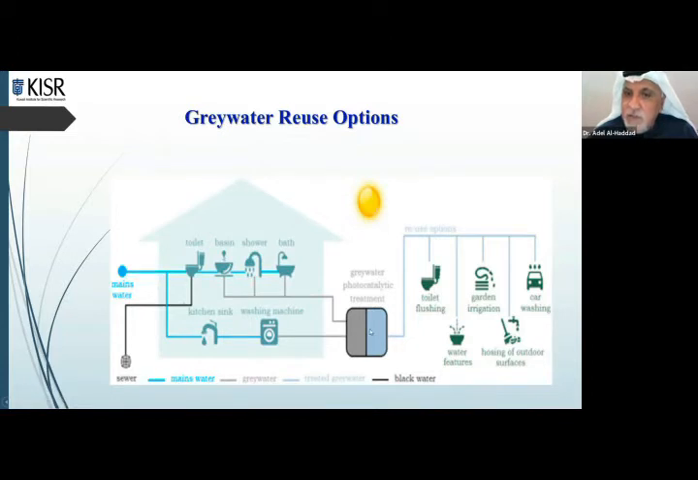After treatment, it can be recycled in the same house for flushing the toilet, for gardening, for cleaning the yard, and for car wash. There are a lot of uses. You can utilize the gray water several times in the same house.